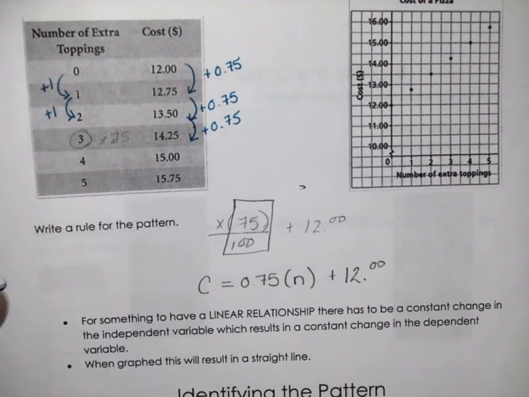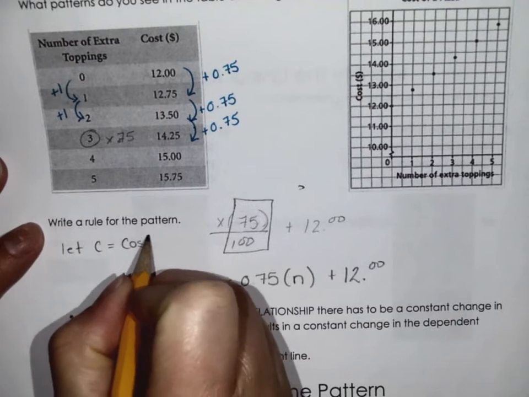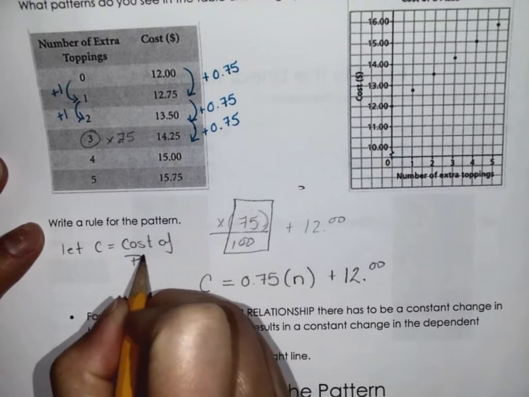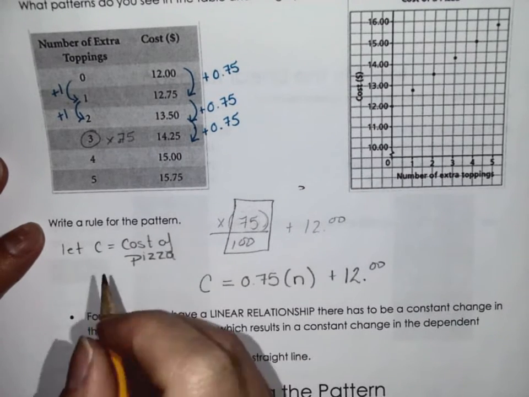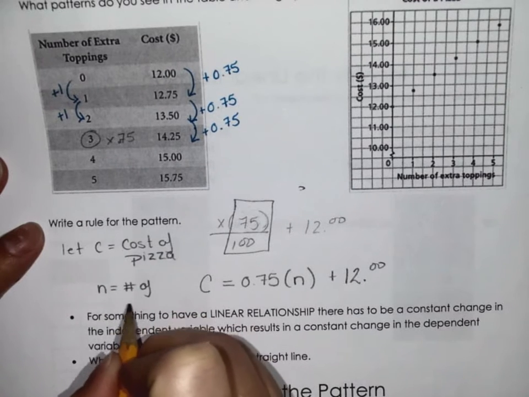So let's say, let C equal cost of pizza, and let N equal number of toppings.